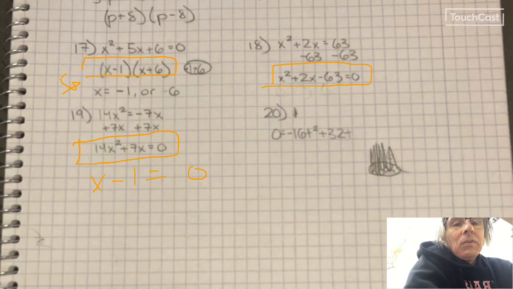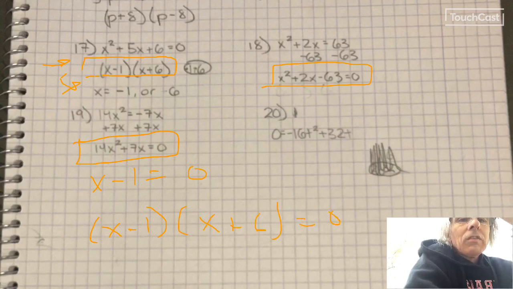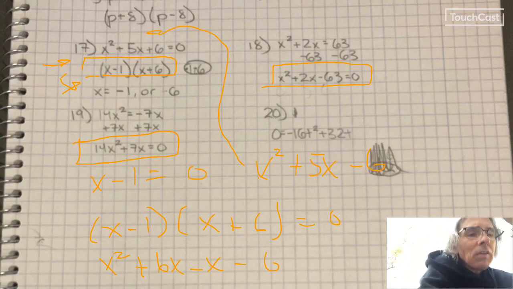Now the other thing I would say is to check problem number 17. If you multiply x minus 1 times x plus 6, do you get the original expression back? Well, I multiply the x's together, I get x squared. I multiply x times 6, I get plus 6x. I multiply negative 1 times x, I get minus x, minus 6. This gives me x squared plus 5x minus 6, not plus 6, which is what was given in the equation. So I don't think you have that quite factored right.